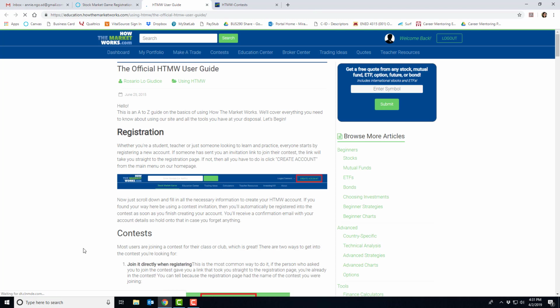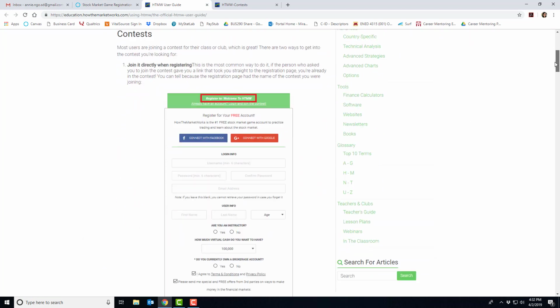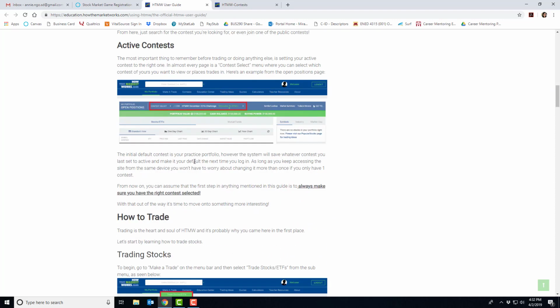I'll go ahead and click on that real quick. And so in the user guide, it does have some instructions on registration. So if you need a little bit more help with that, it'll also tell you how to find your active contests. So you'll see the contests up in this banner here. But as I showed you in the last screen, if you click on contests and go to my contests, you should see what we're playing right here.